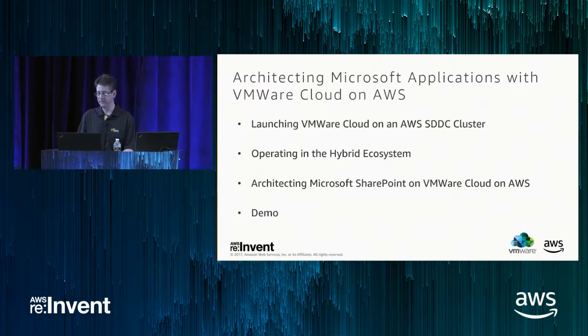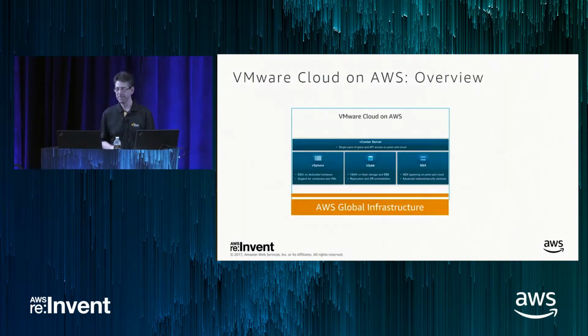We'll talk about what it means to run in a hybrid ecosystem, how to connect up VMware Cloud on AWS with Amazon Web Services, and I'll go through an example. I could have gone through any of the Microsoft servers, but I think SharePoint, because it uses Active Directory, SQL Server, and is a large, complex server in its own right, is a good example. And at the end I'll take you through a demo of the whole thing.